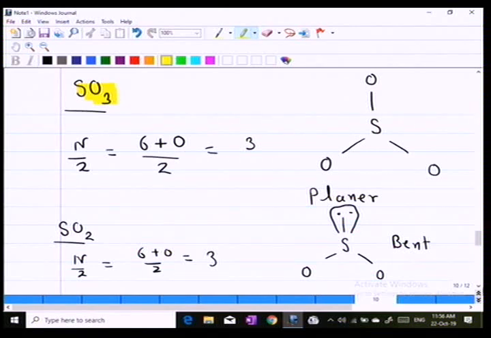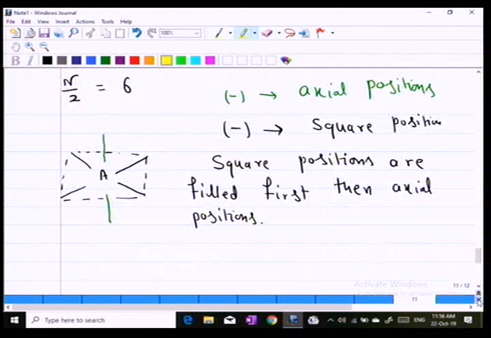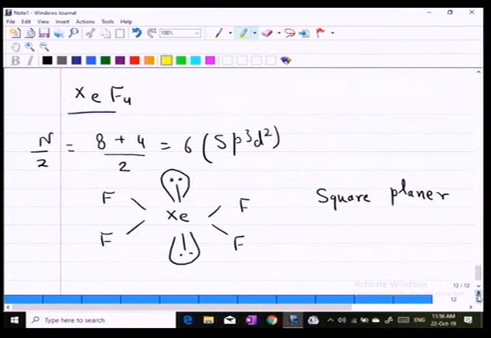Remember it. Okay. Next, for n/2 equal to 6, you have to remember guys that square positions will be filled first, and after that you will start filling the axial positions. Okay. The positions in green are the axial positions, the positions in black are the square positions. And this is the example of this one.